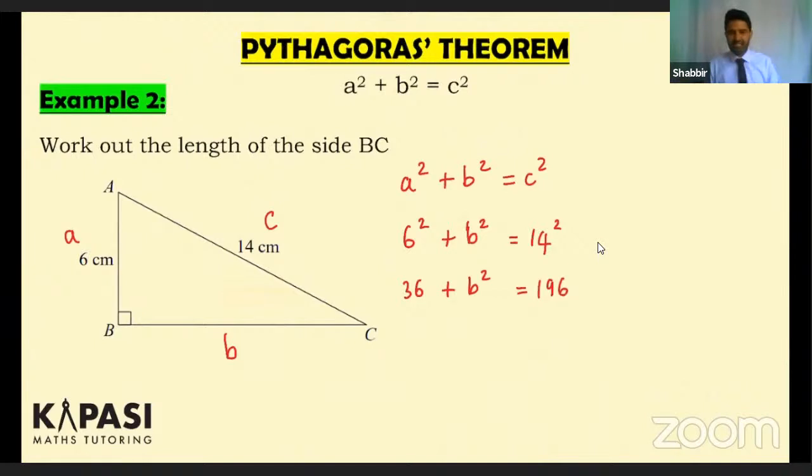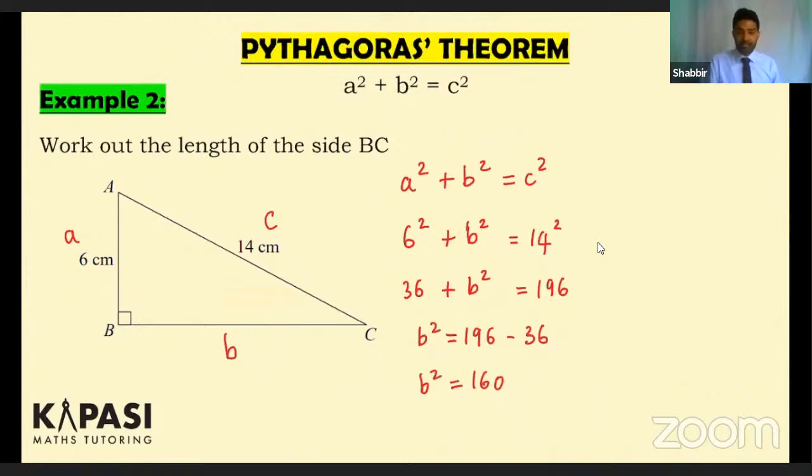And this is what's slightly different, because in the previous example, we were given these 2 and we just added them together. In this case, we need to work out B squared. So 36 plus something equals 196. So if I take 36 away from 196, that's going to give me B squared in this case. Okay, so 196 take away 36 is 160.